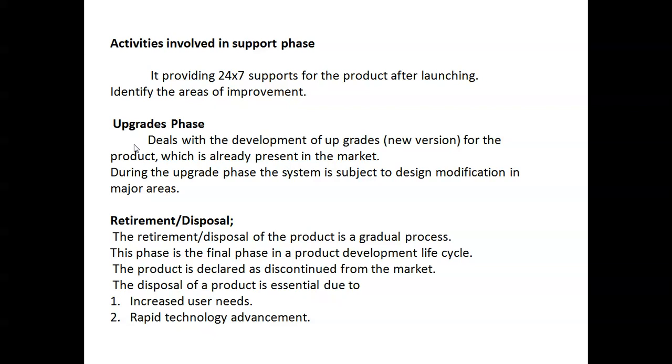Retirement and disposal: the product gradually, some products maintain their quality, but some products cannot maintain their quality, or the product is declared discontinued from the market. Because of the lifetime, we have to discontinue it from the market, or we have to dispose of this product. That is essential because we have to give some other product to the people. So, because of increasing user needs and rapid technology advancement, we have to change and dispose of the product we already designed. We have to give something new to the customer and satisfy the customer.